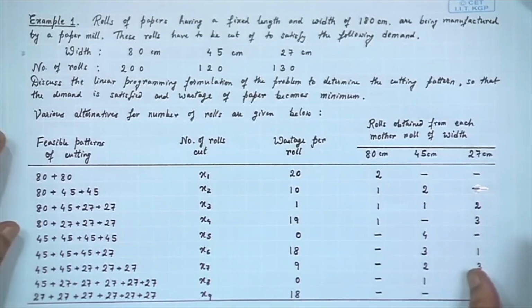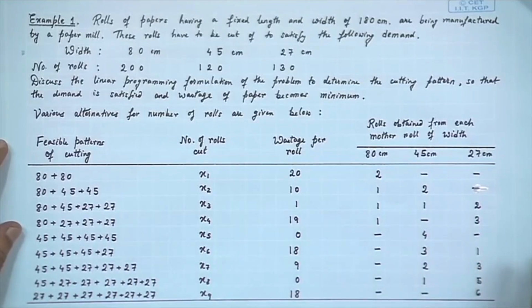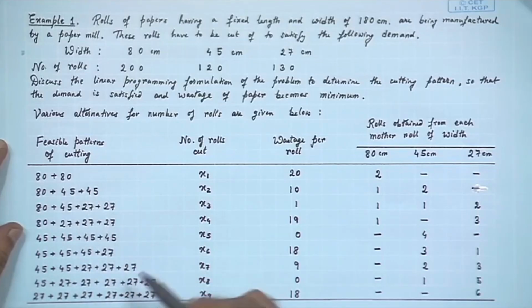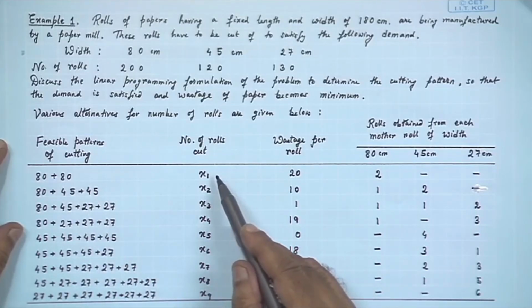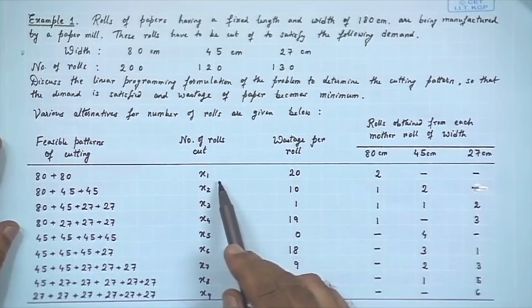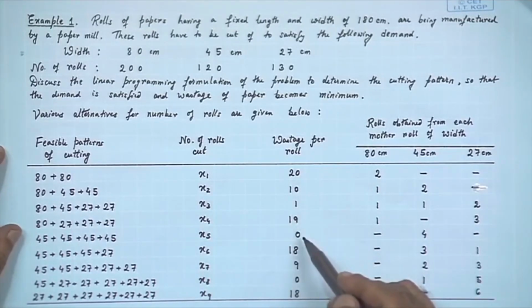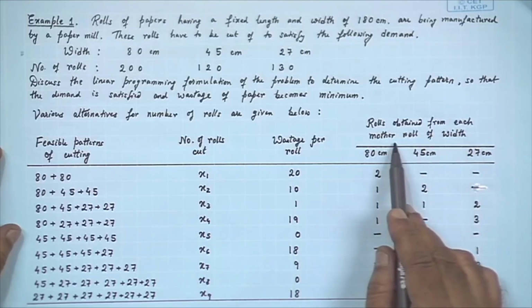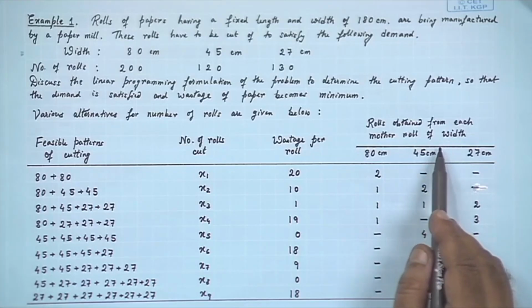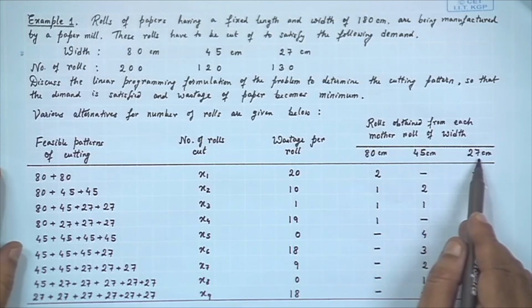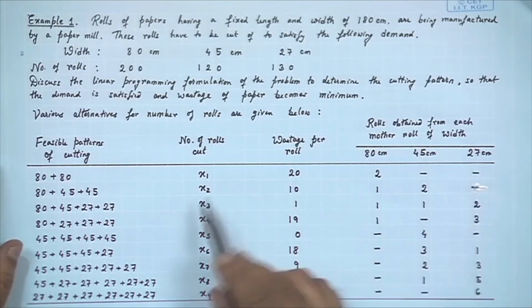Now, this last column, if you see this table, says how we are cutting; feasible patterns of cutting are given here. Number of rolls cut, that also we have given, x1, x2, x3, like this way up to x9. Then wastage per roll: whenever I am cutting a roll, per roll what is the wastage, and how many rolls are obtained from each mother roll, for widths of 80 centimeter, 45 centimeter and 27 centimeter. So, this is your problem.